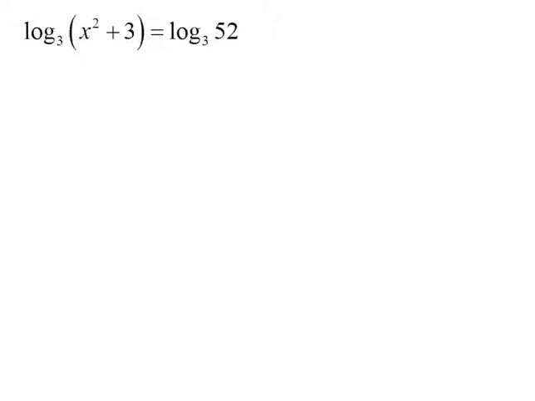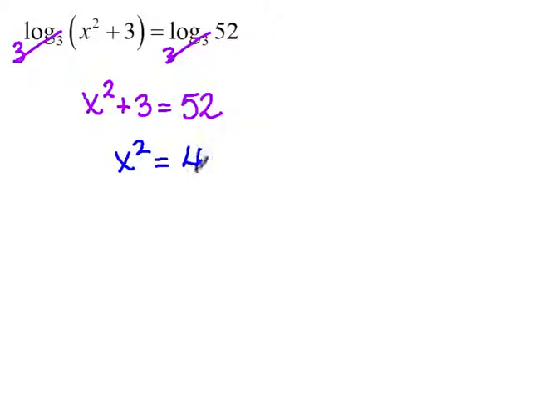Get rid of the logarithms by raising both sides to the 3. Okay, so I end up having x squared plus 3 equals 52. x squared equals 49. Plus or minus 7. Good call, because now you have to take the square root. So your answer is actually just plus or minus 7.